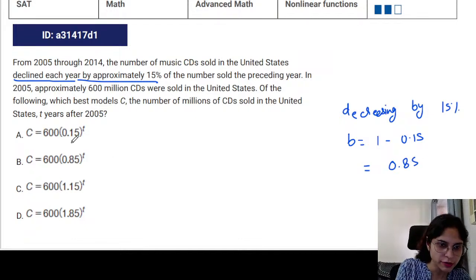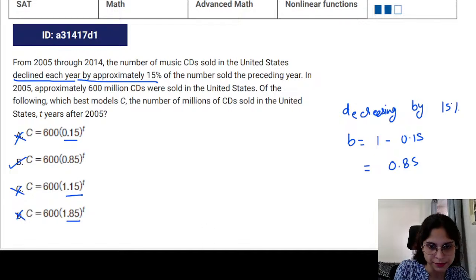So you have to see where your factor is 0.85. This is 0.15, this is gone. This is 1.15, this is gone. This is 1.85, this is gone. 0.85, this is your answer. So you just have to find the factor. And because you are declining, it is going to be 1 minus r over 100. That is 1 minus 0.15 over 100. That is 1 minus 0.15. That's 0.85.